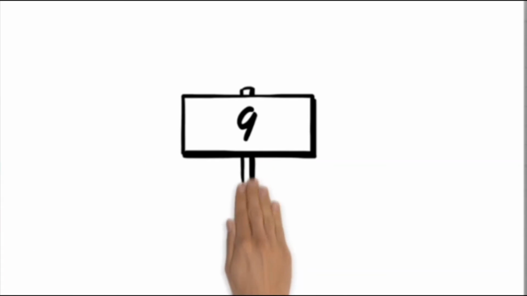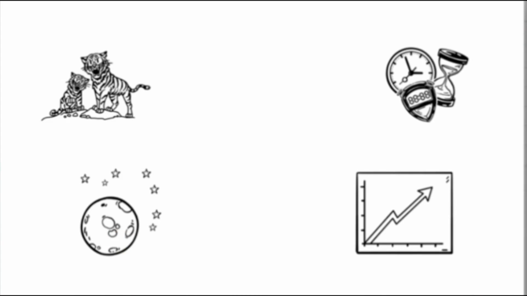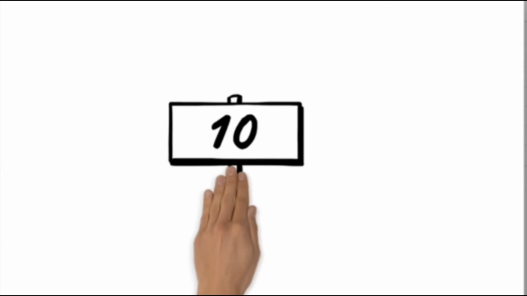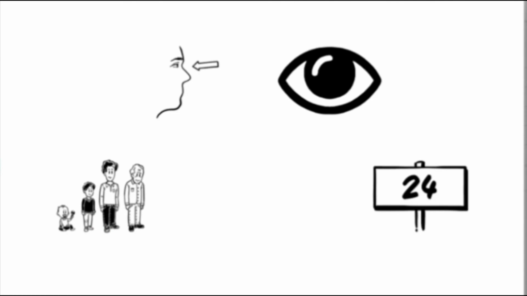Number 9. The night vision of tigers is 6 times better than that of humans. Number 10. In an average life, your eyes will see 24 million different images.